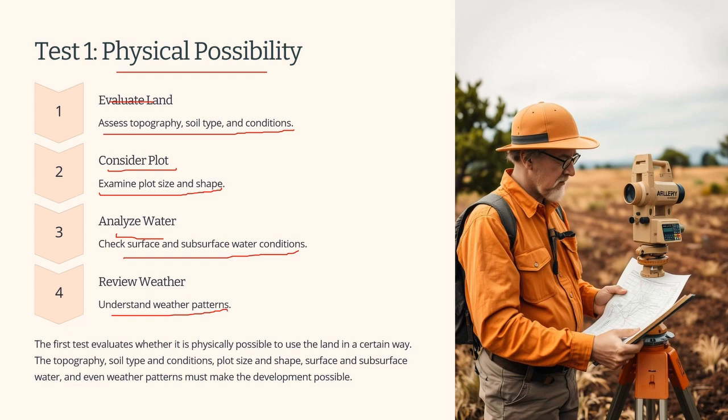So the first test evaluates whether it is physically possible to use the land in a certain way. The topography, soil type and condition, plot size and shape, surface and subsurface water, and even weather patterns must make the development possible.